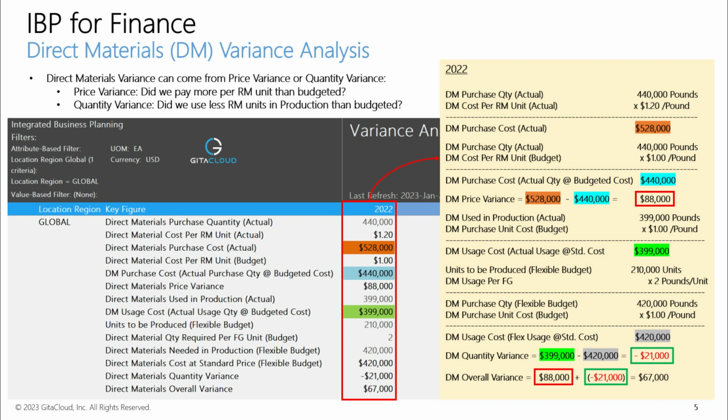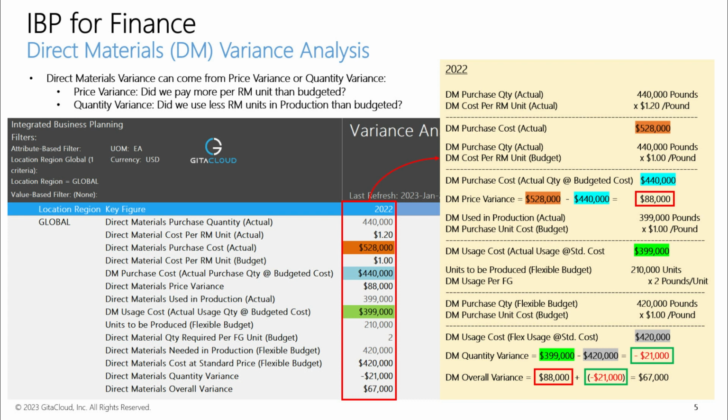This is because we purchased direct materials at $1.20 per pound, which is 20% higher than our budgeted standard cost of $1 per pound. We have a favorable quantity variance of $21,000, as we consumed only 399,000 pounds of direct materials versus a flexible budget of 420,000 pounds.